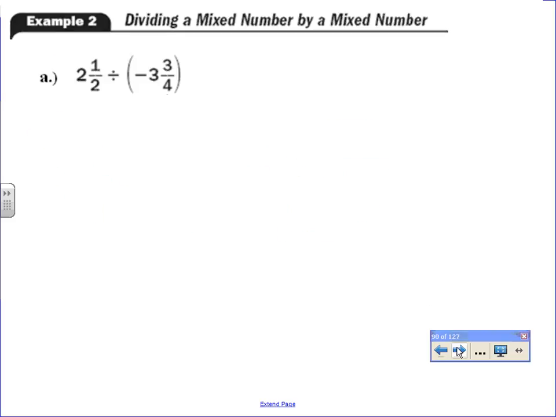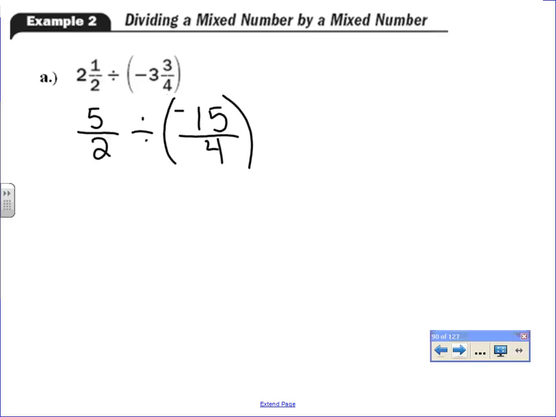Okay, so mixed numbers. When you're dividing mixed numbers, first thing you need to do is convert them to an improper fraction. So step 1, convert them to an improper fraction. 2 1/2 becomes 5 over 2. Rewrite your divided by. I want you to make sure that you open up your parentheses because the negative 3 3/4 is negative. Okay, I would then keep the negative with the numerator. So I'm going to put my negative there with the fraction bar. 3 times 4 is 12, plus 3 is 15. So this becomes 15 over 4.